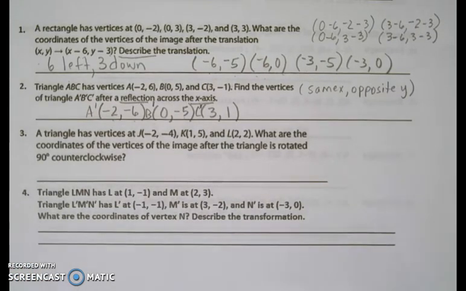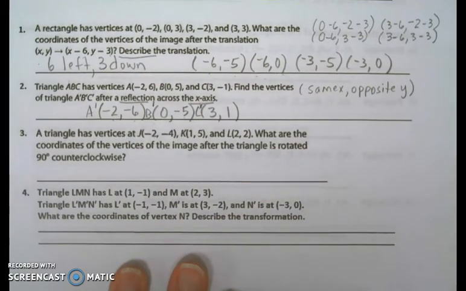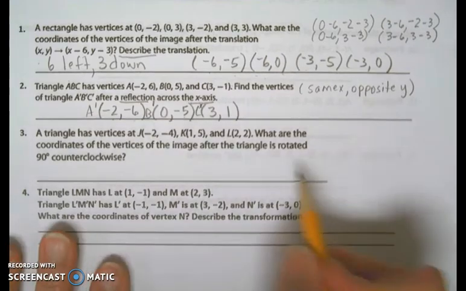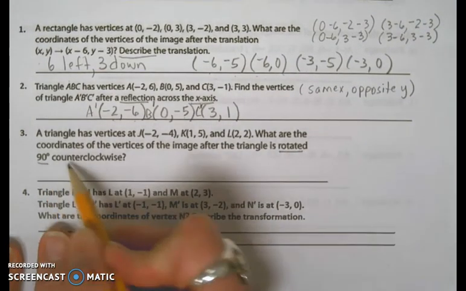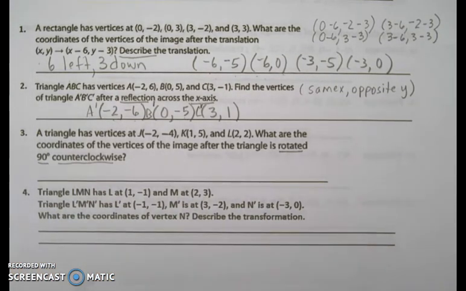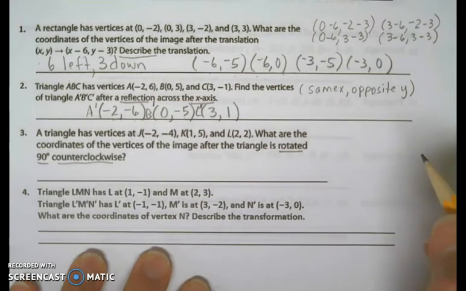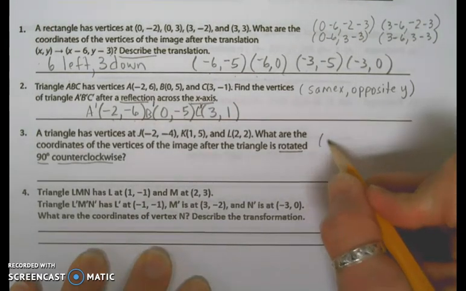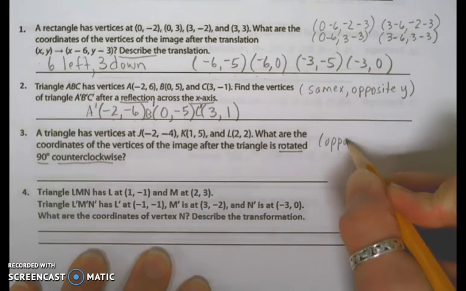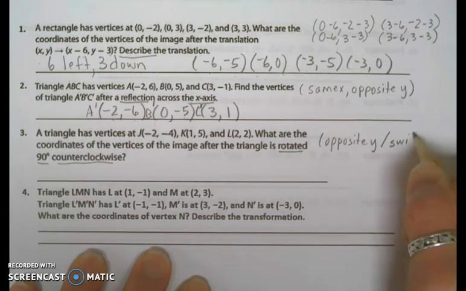So let's look at number 3. A triangle has vertices at J (-2, -4), K (1, 5), L (2, 2). What are the coordinates of the vertices of the image after the triangle has been rotated 90 degrees counterclockwise? So go back up to the top, find 90 degrees counterclockwise, and review the rule. And the rule says opposite y, switch.